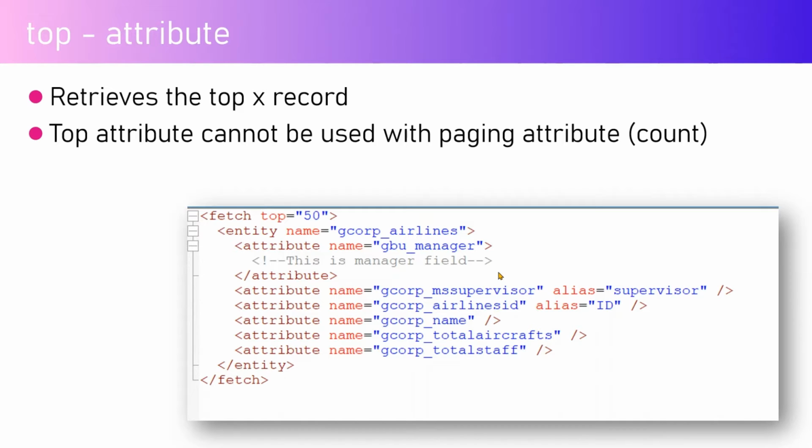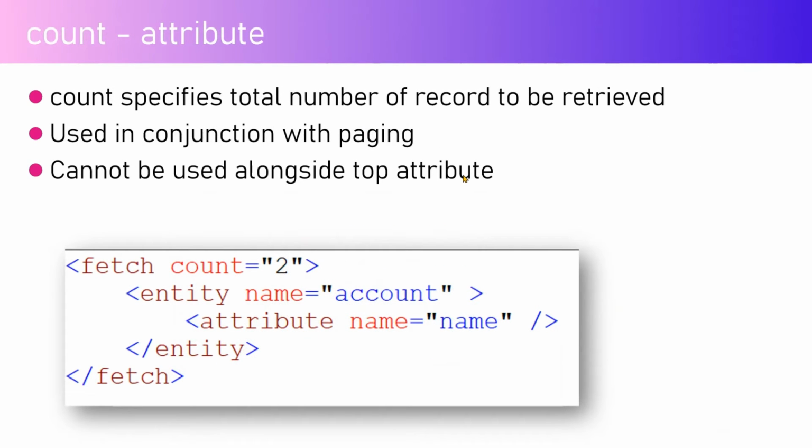The top attribute retrieves the top X records. Top is an optional component, so you either specify top equal to something or you don't specify it at all. If you don't specify it, it will retrieve all the records. So if your table has 15 records, it will retrieve all 15 records if you didn't specify top. Or if your table has, say, 10,000 rows, then once you execute the fetch, it will only retrieve the top 5,000 items. The top attribute cannot be used with a paging attribute like count.